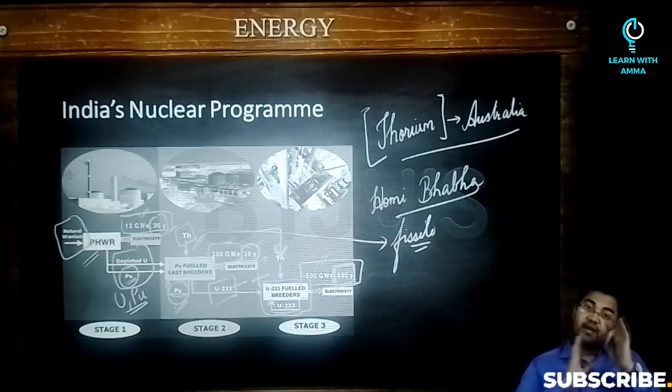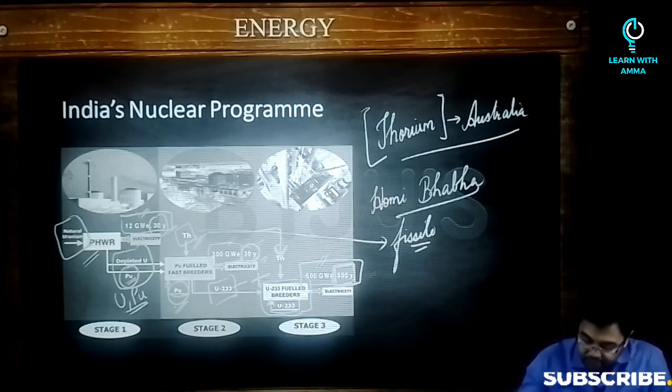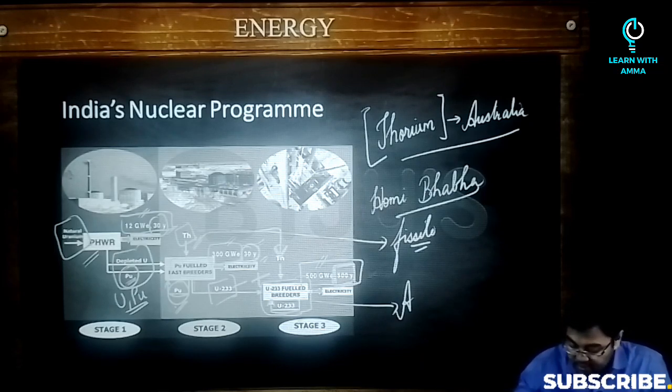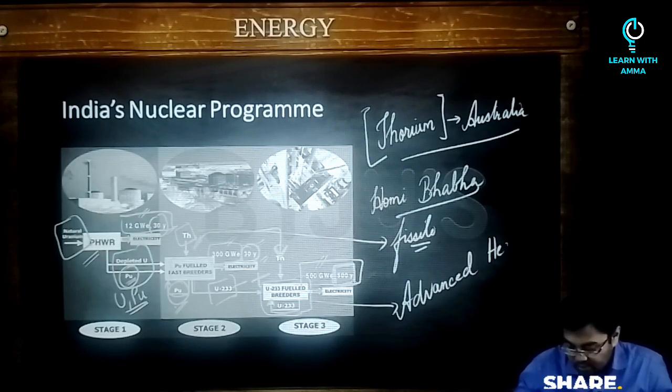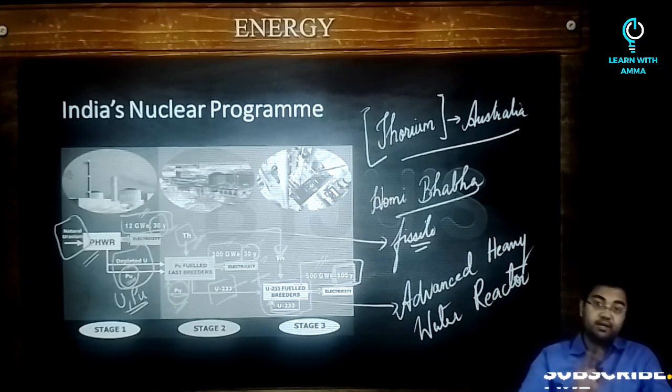And that's why back in the 1960s only, we started to think about this, that we would come to an instance where we will have to start thinking of thorium as a fissile fuel, or thorium as a fuel for our reactors. And this kind of reactor is called an advanced heavy water reactor. So this will be our third stage.